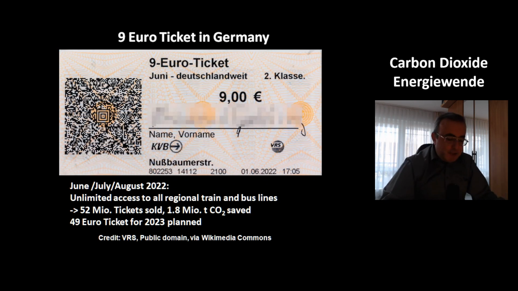This is a great decision in Germany. This is the €9 ticket. It was introduced in June, for a limited time: June, July, and August of this year. You could get a €9 ticket for public transport. This ticket gave you unlimited access to all regional train and bus lines. And this was a great success. 52 million tickets were sold. And this meant that 1.8 million tons of CO2 were saved. And that's a lot.